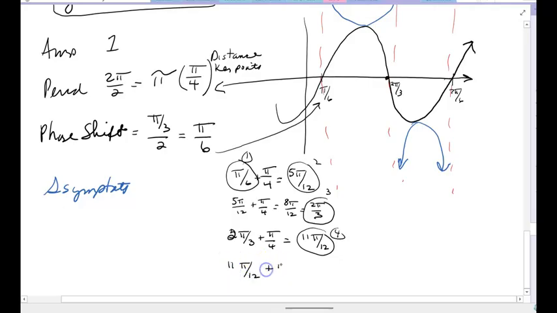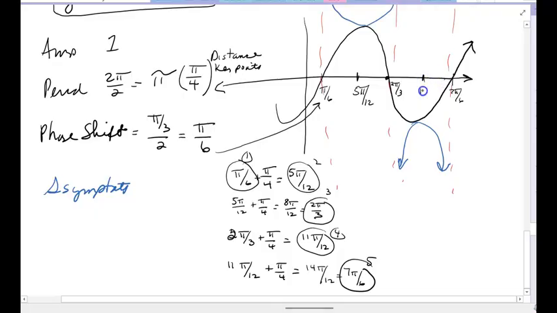11 pi over 12 plus pi over 4 is going to give me 11 plus 3, 14 pi over 12, which reduces to 7 pi over 6. Great. So then I come up to my graph and I fill in what I don't have. I've got pi over 6. This works out perfectly. There's 5 pi over 12. That's a key point. Oh, my graph already has 2 pi over 3. And you will be given some of these key points, but you got to fill in the rest.